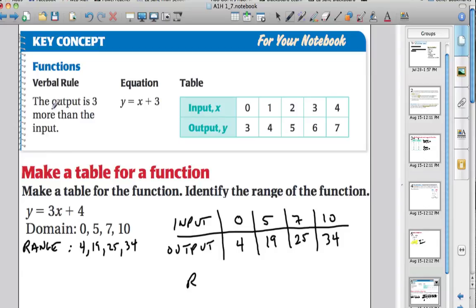Okay, so what we end with here in this key concept, you can see they've got a verbal rule here, which is a description of the relationship. The output is 3 more than the input. If I made that an equation, 3 more, that's plus 3. So we put y is equal to x plus 3. And then with a table, I select inputs, I plug them into the equation, and I get outputs. So we can either make the table based on the equation, we can make the equation based on the table, we can make both based on the verbal rule. You just want to have the flexibility to be able to represent this relationship in a number of different ways.